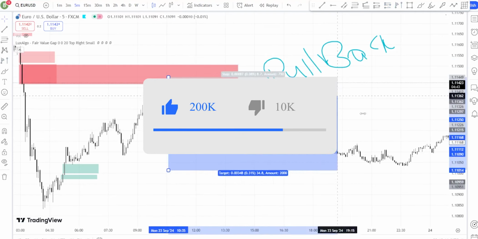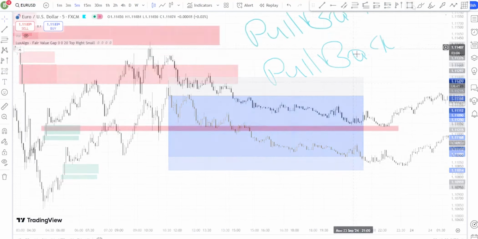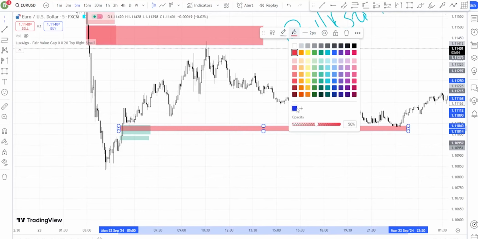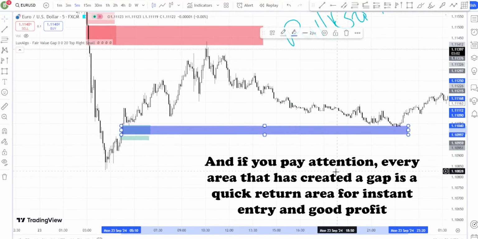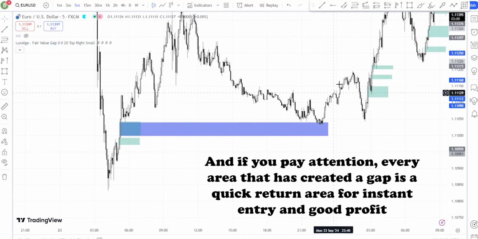Let's go to the most important strategy from which you can learn a lot. 4. Price ranges and zones. The specific price ranges around the fair value gap are important for trading decisions.